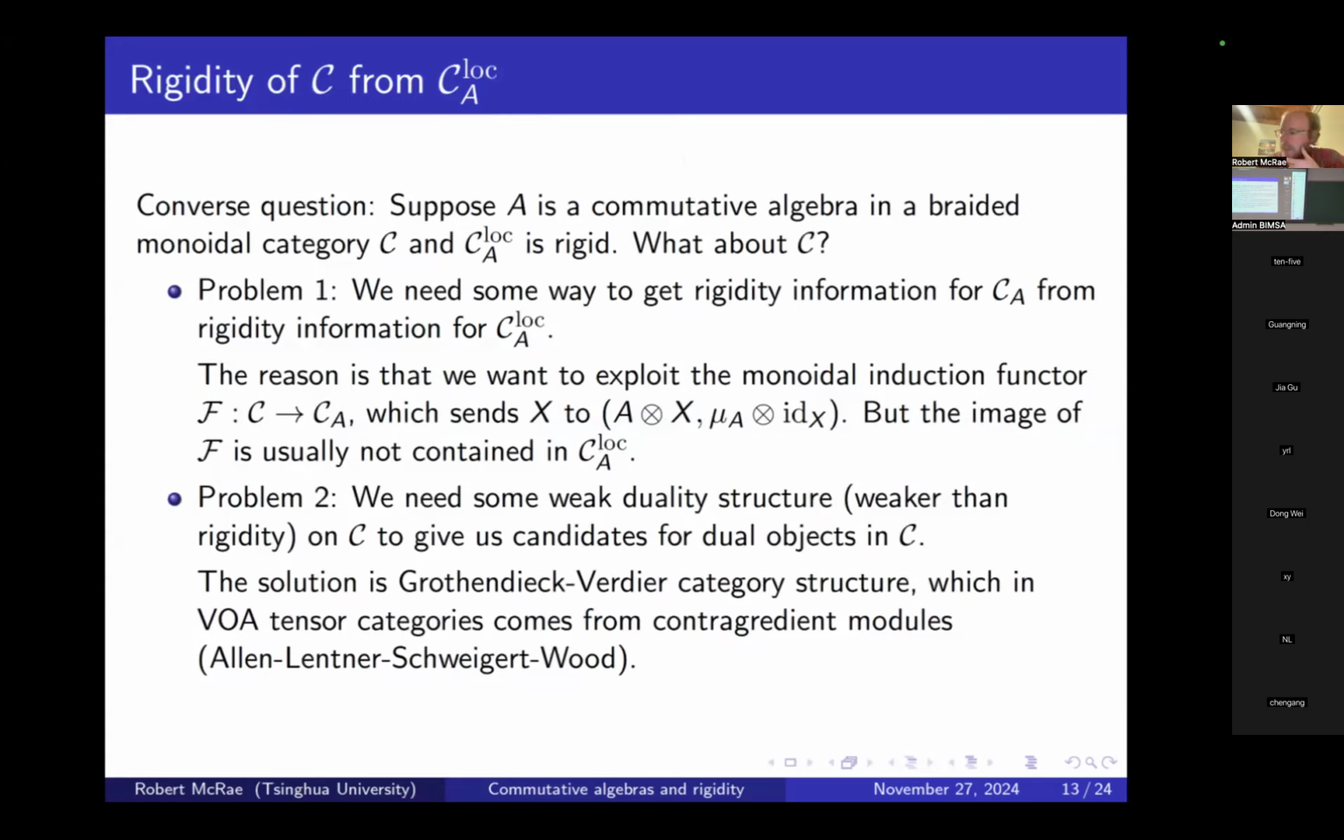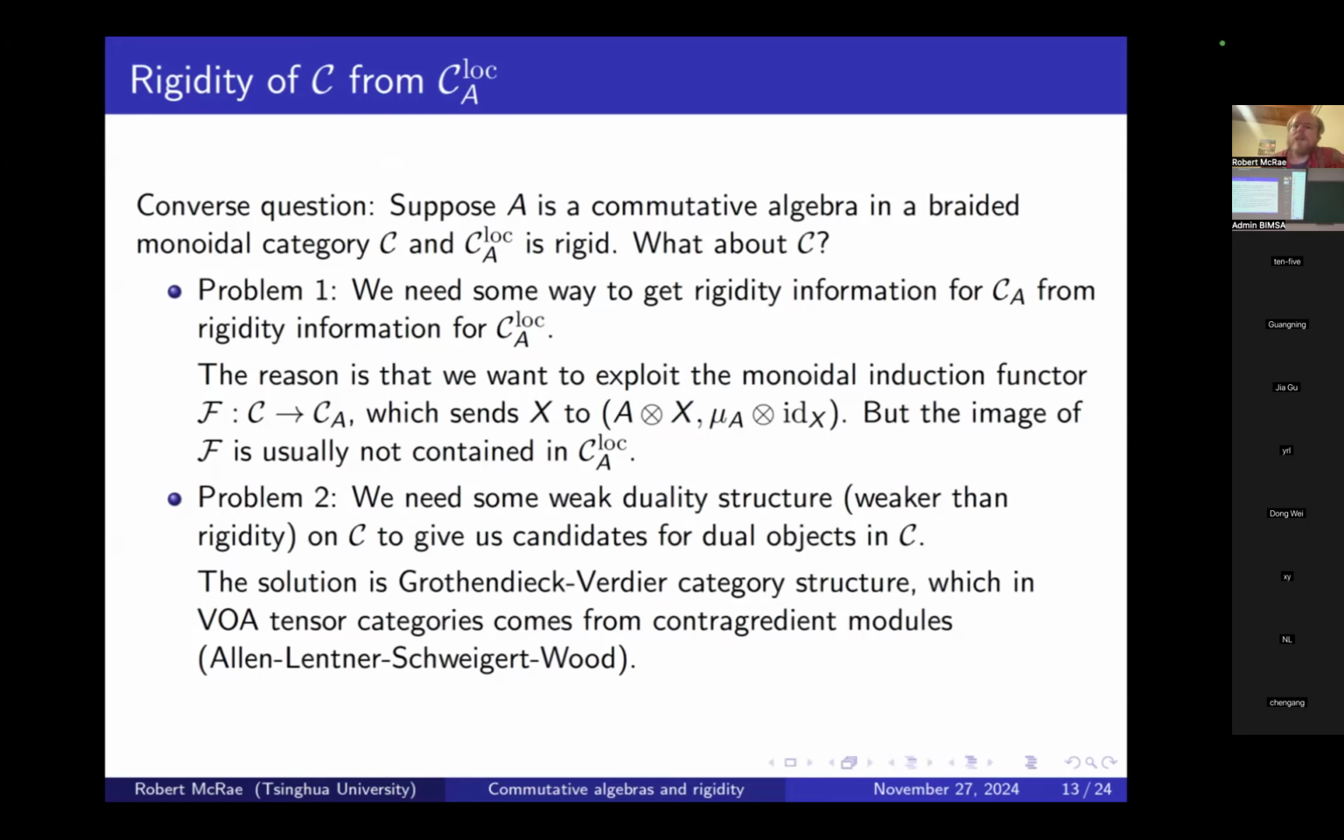So for the second half of the talk, I want to consider the converse question. So now suppose we have a commutative algebra in a braided monoidal category C, and let's assume that CA local is rigid. So it's a rigid braided monoidal category. So what can we say about C? Can we get some conditions that guarantee that C is also going to be rigid?